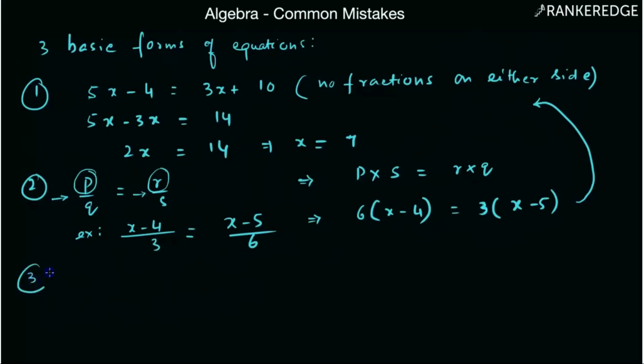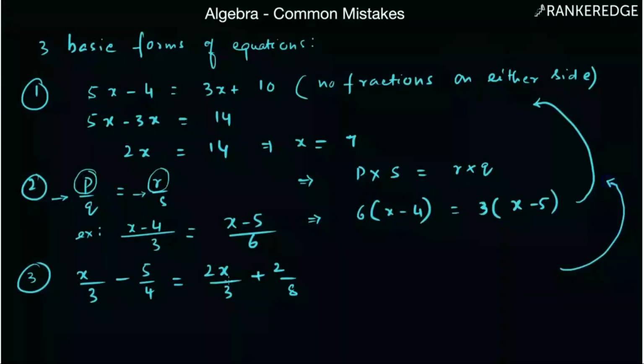The third one is where you have fractions. Let's say x by 3 minus 5 by 4 is equal to 2x by 3 plus 2 by 8. So you have more than one term in LHS, more than one term in RHS. What we have to do is firstly convert this to the second form. That is, bring this to the form P by Q is equal to R by S. For that, you take LCM on both sides like this.